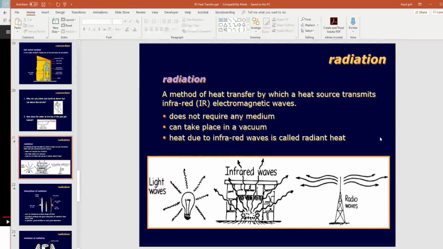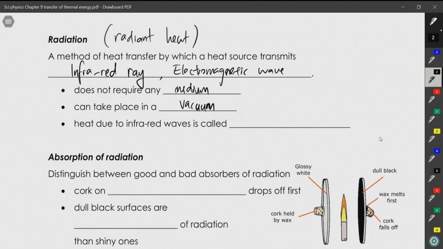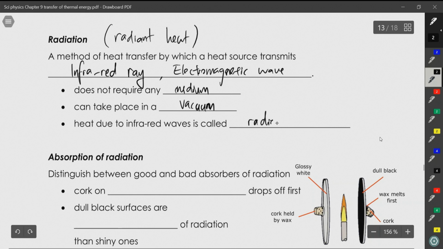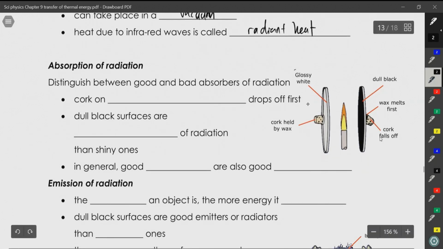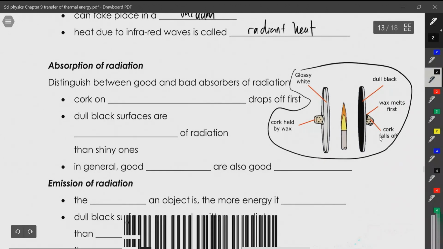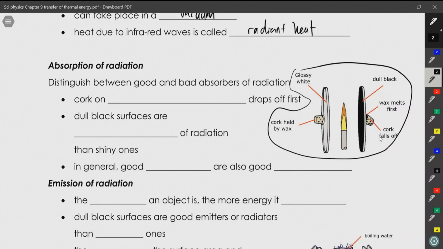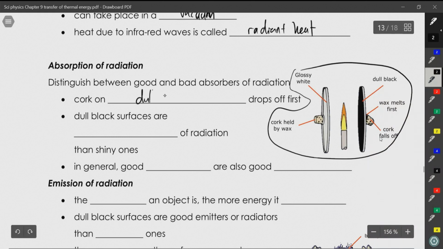Over here is the term that I mentioned earlier, radiant heat. Now in this simple experiment, obviously the dull black surface drops first. This is because dull black surfaces are better absorbers of radiation, or radiant heat. Cancel the word radiation. Better absorbers of radiant heat than shiny ones in general.